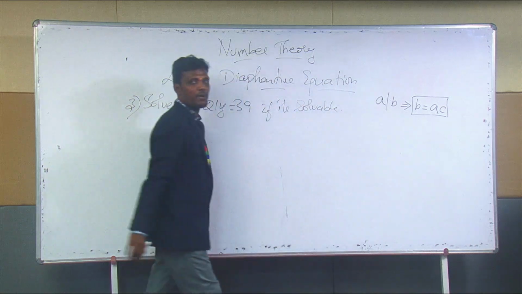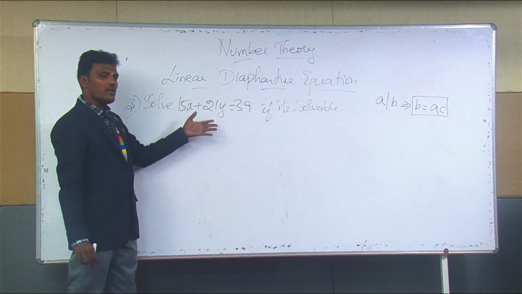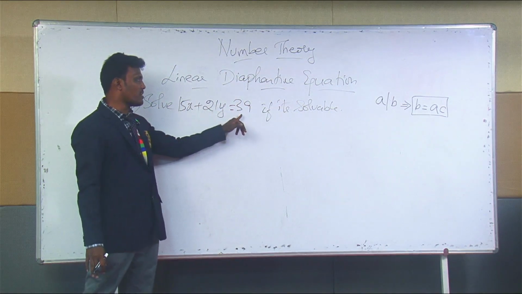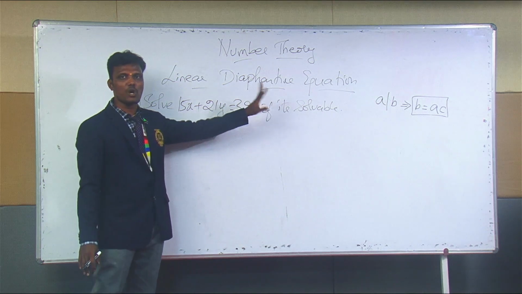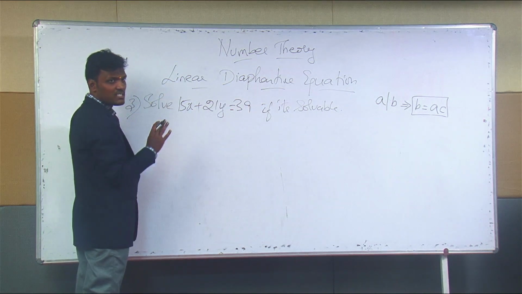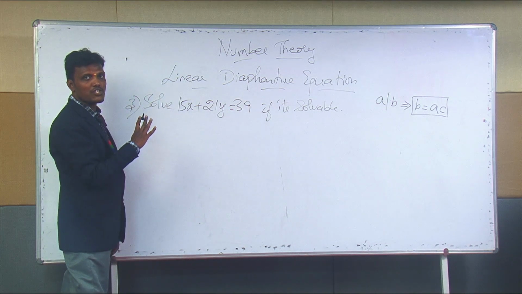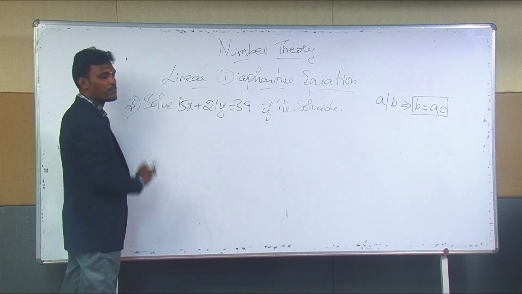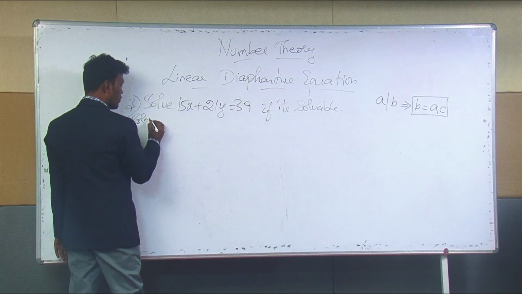So this is another important problem. With the same setup, you have to check whether the linear Diophantine equation is solvable or not. Why I am choosing this problem is that the way of finding x naught and y naught differs from the first problem. So, the solution.